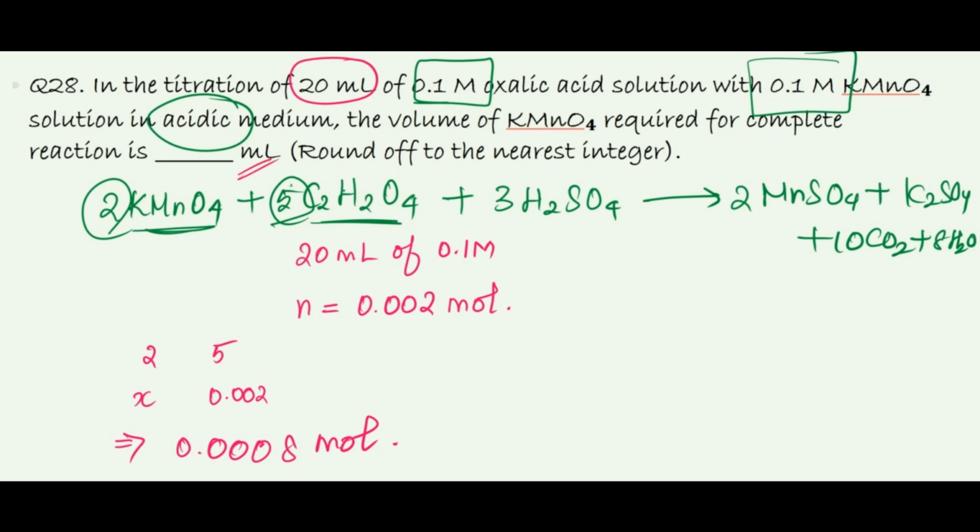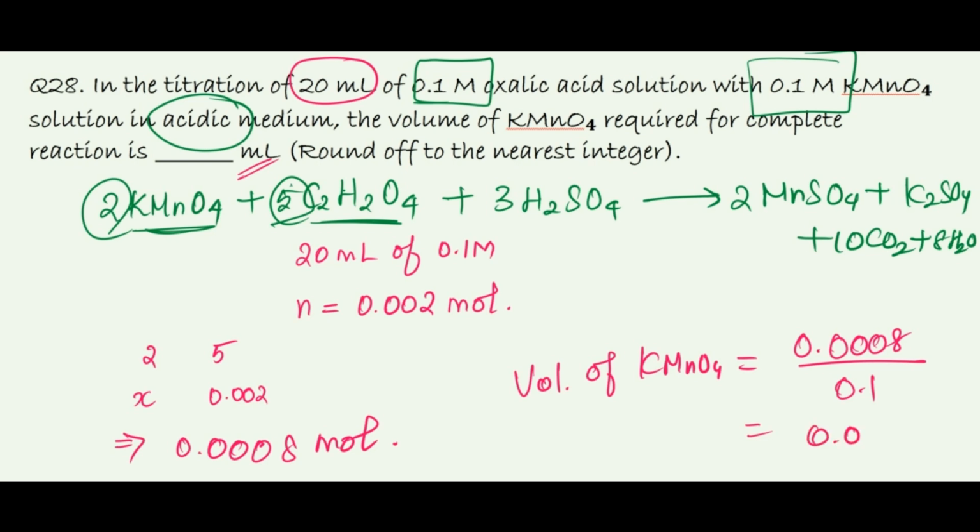Now we have to find it in volume. So this much moles is equal to how much volume? Volume of KMnO4 is 0.0008 divided by the concentration, molarity they have given, that is 0.1. So which makes it 0.008 liters, but they are asking it in ml, so into 1000. So the answer to this question is 8 ml.